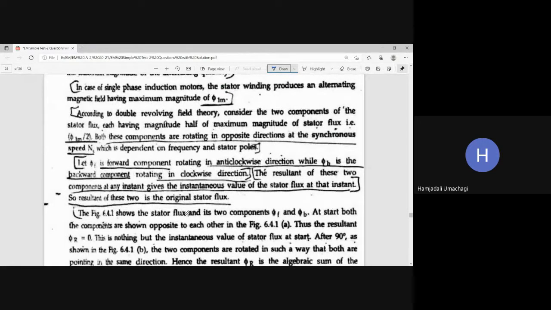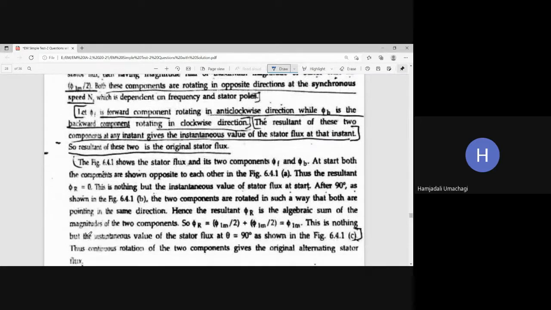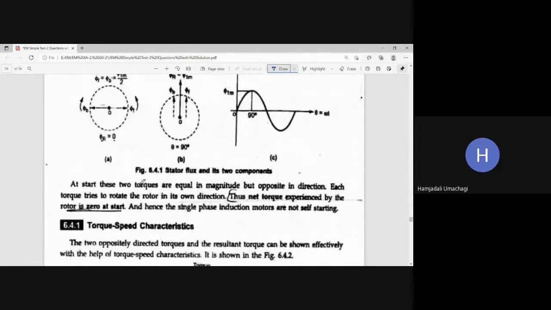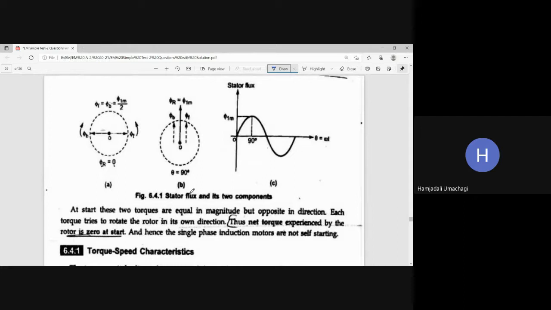Figure 6.4.1 shows the stator flux and its two components phi f and phi b. At start, both the components are shown opposite to each other in figure 6.4.1a. Thus, the resultant phi r is equal to 0. In this figure, the stator flux is divided into two components: the forward flux phi f, rotating in the anti-clockwise direction, and the backward flux phi b, rotating in the clockwise direction.